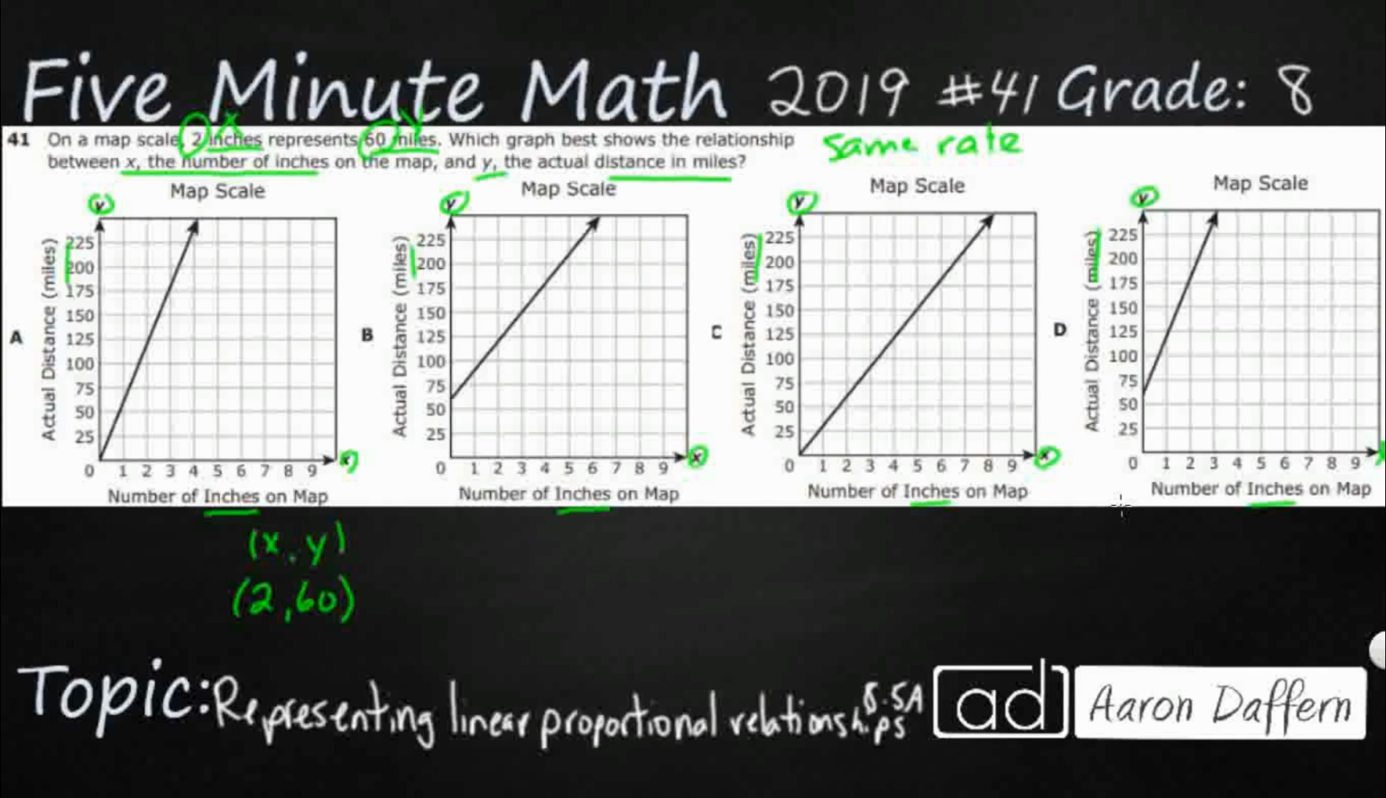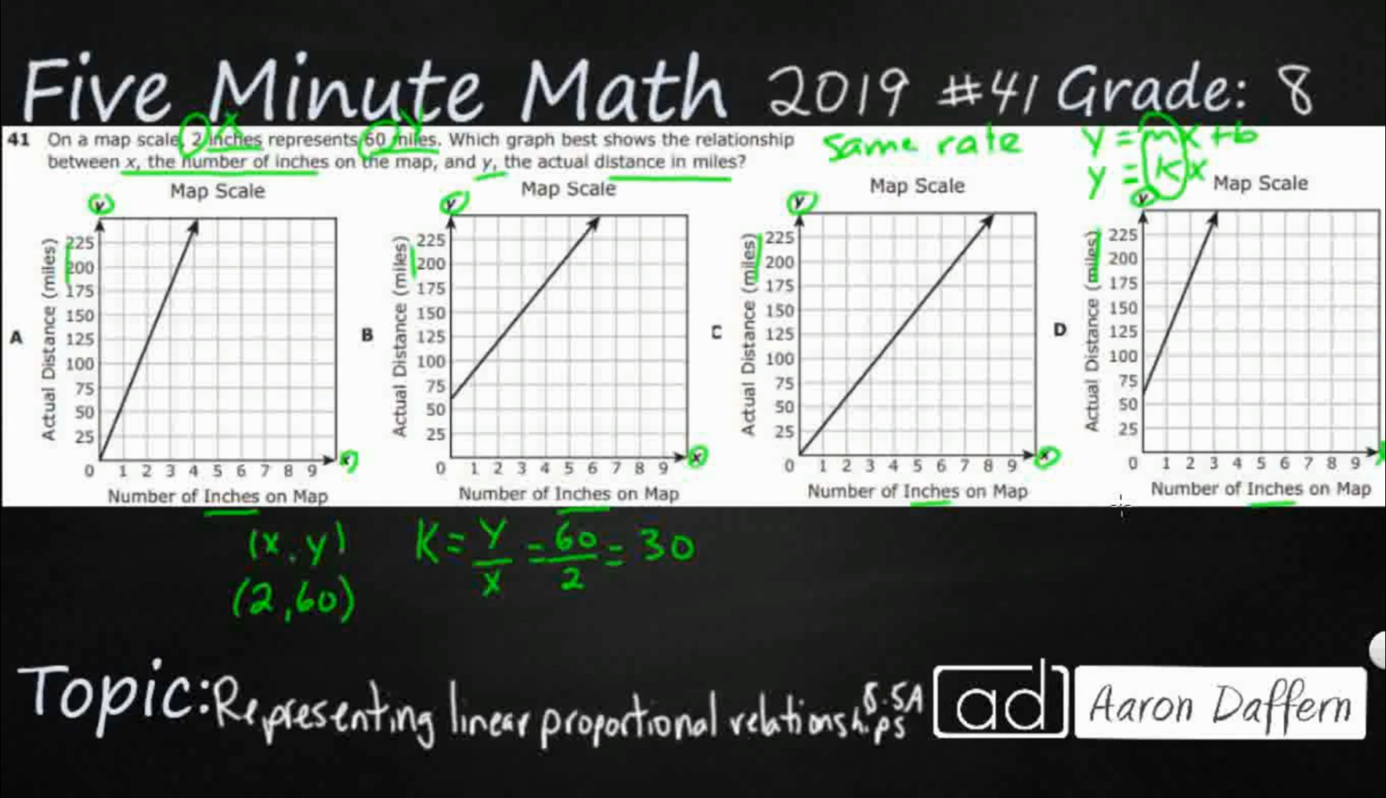So if we can get down to our unit rate, our constant of proportionality, something we looked at last year in 7th grade, that's going to equal 60 over 2. So it looks like our constant's just going to be 30. And then the question is what form are we looking at here? Are we looking at slope-intercept form, y equals mx plus b, or are we looking at direct variation, y equals kx?